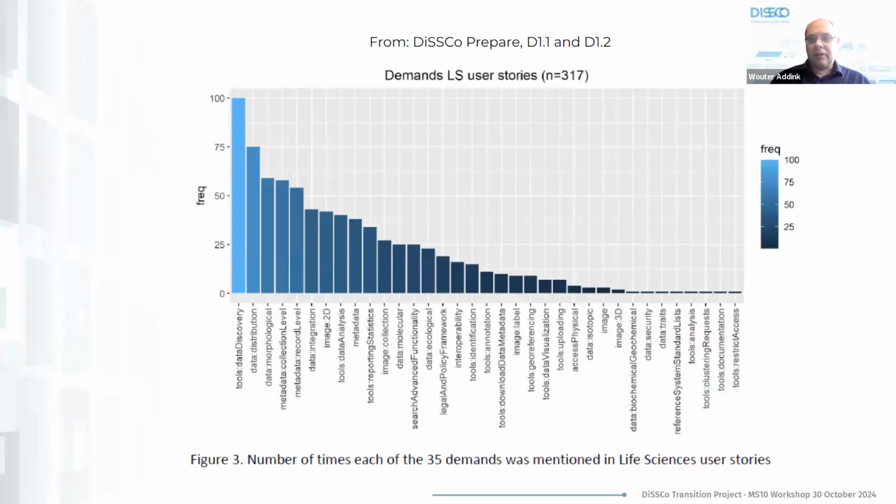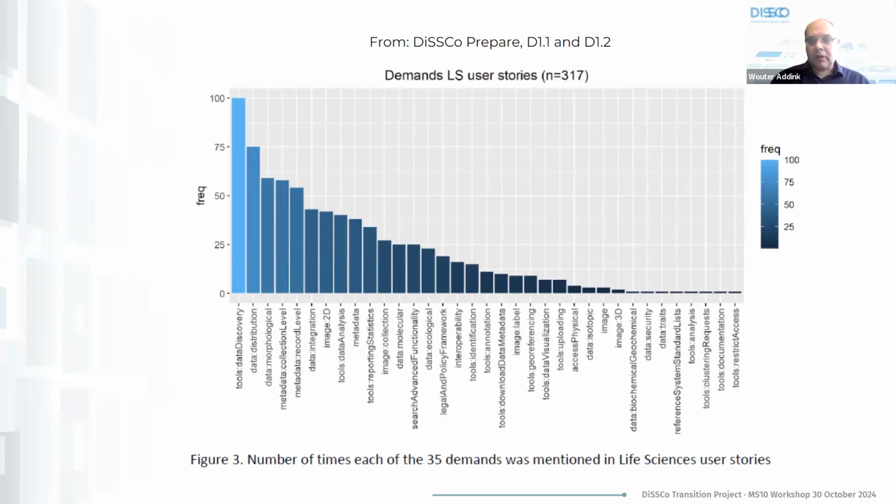There was an extensive gathering of user stories in the ICEDIG and DiSSCo Prepare projects, resulting in two deliverables, D1.1 and D1.2 in DiSSCo Prepare, where the user stories that were collected were summarized. There were a few hundred user stories collected. The user stories were all put in our DiSSCo GitHub, so they are still there if you want to look at them.